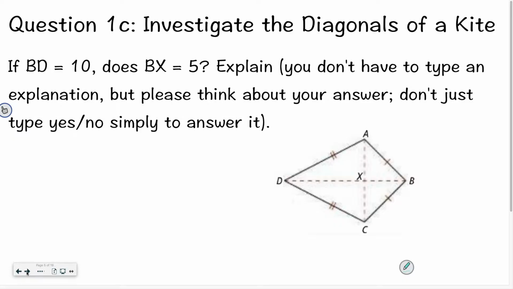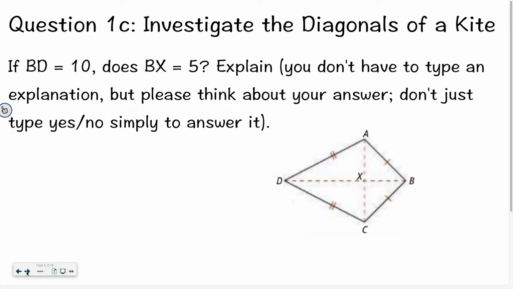Okay, so I want you to think about that, and I want you to explain it. And what I mean by that is I truly want you to think about it. I'm not expecting you to type an explanation into the answer on Edpuzzle, but I want you to not just answer yes or no. I want you to know why you answered yes or why you answered no. So go ahead and think about it. If BD equals 10, does BX equal 5?